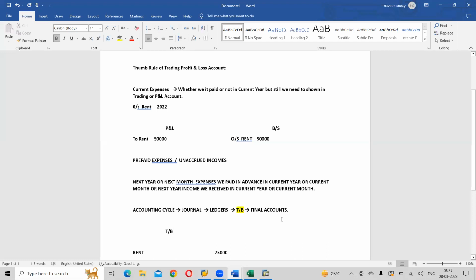What is final accounts? It consists of your trading profit and loss account and balance sheet. With the profit and loss account, I'll come to know what is my net profit or net loss. And with the balance sheet, I'll come to know the position of the business. With the journals, I'll record day-to-day transactions. With the ledgers, I'll know each individual account's status and nature. But what will I come to know in my trial balance?